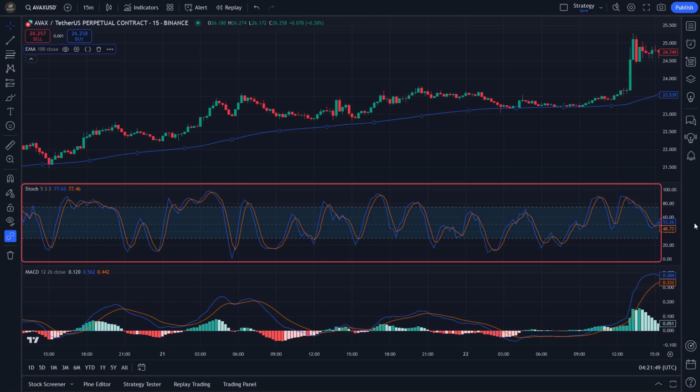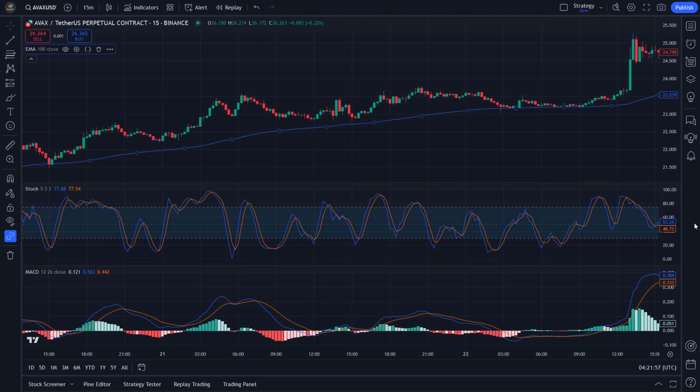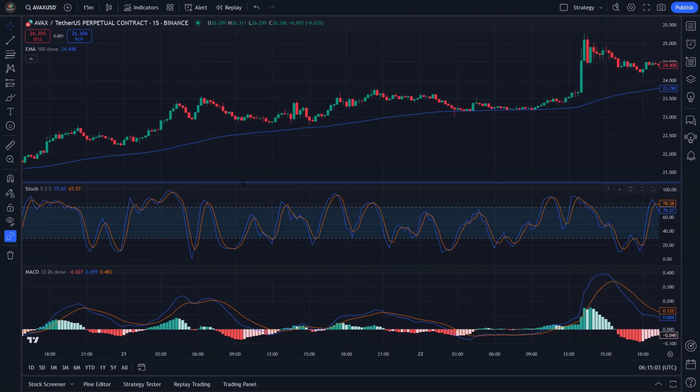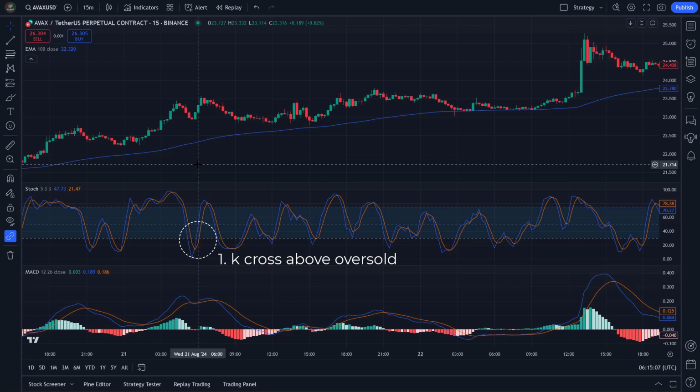Now that we have a clear understanding of each indicator and their specific roles, let's dive deeper into how this strategy works in practice. The first condition we're looking for is a crossover in the stochastic indicator, where the K line crosses above the oversold level of 30. This signals that the asset may be moving out of an oversold condition, potentially starting a price rise.